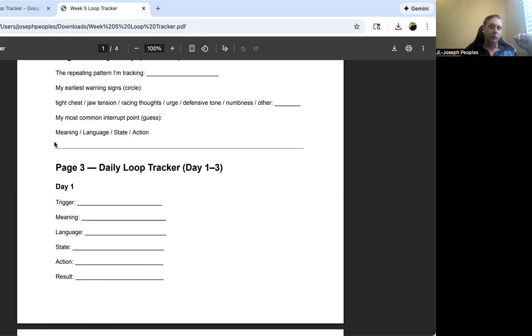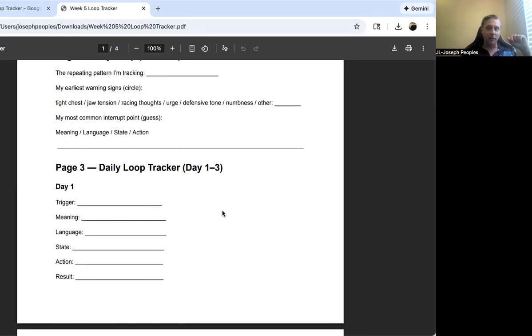And then we're going to go to meaning, language, state, and action. Why? Because we want to get to one of these three. We want to interrupt at one of these three. Because by the time you get to action, if you've already indulged in, completed, or behaved in the action, behavior, or pattern that you don't want, then it's too late. We want to interrupt the pattern, habit, or behavior within one of these three areas. Meaning, language, or state.